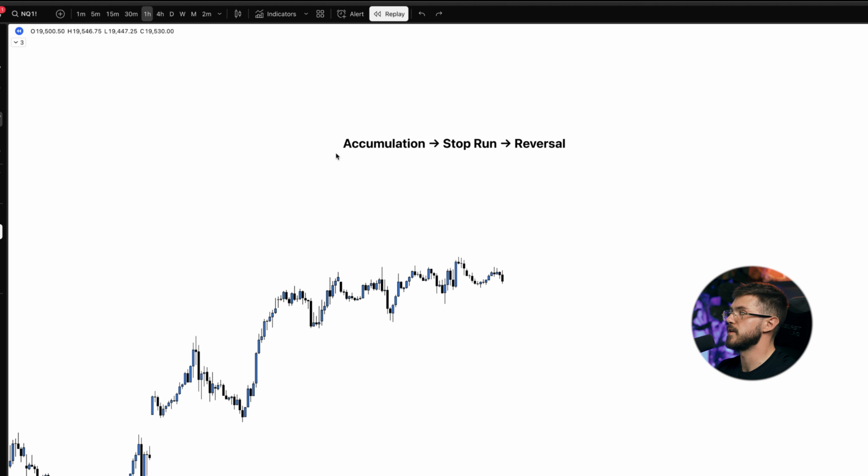The power of 3 is very simple. It states that the market moves from accumulation to stop runs and reversals. Now, if you look right here, we have this accumulation, aka a consolidation. So if we're bullish, what we expect is a stop run. And if we're bullish, we're going to expect lows to get run.